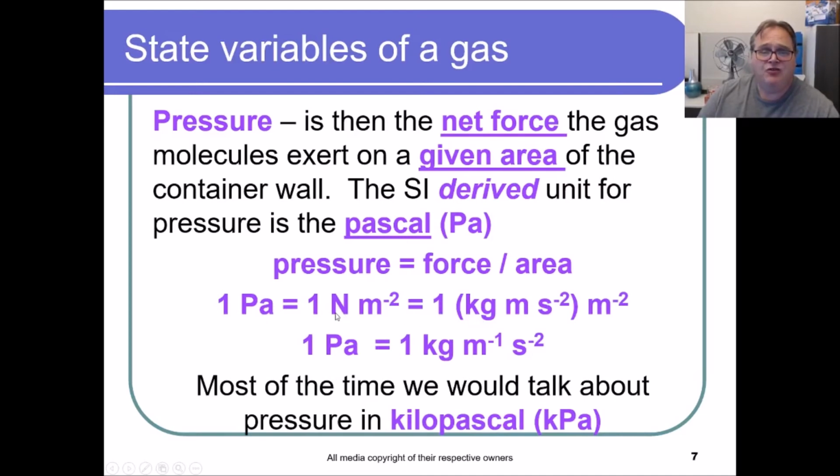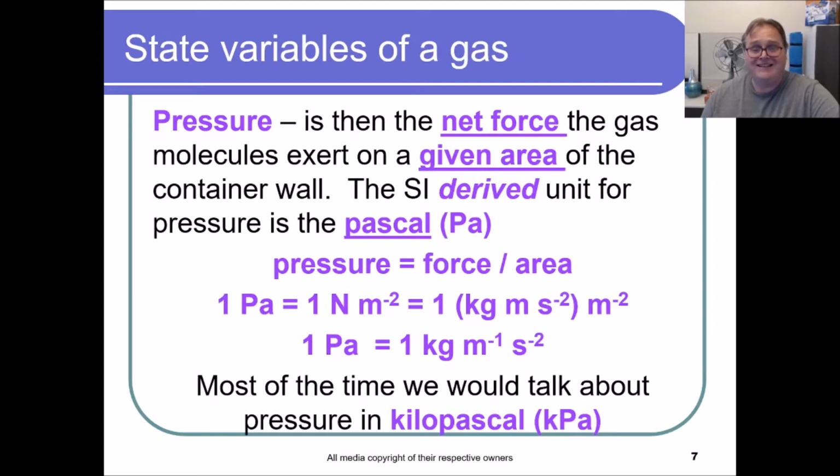Obviously, we could then take the derived unit of Newton and break it into its pieces, kilogram meter per second squared. And so the Pascal turns out to be another derived unit, which is a kilogram per meter per second squared. Now, it turns out the Pascal is actually a very small unit of pressure. In fact, it's so small that most of the time we will tend to talk about pressures in the SI units with a metric prefix.